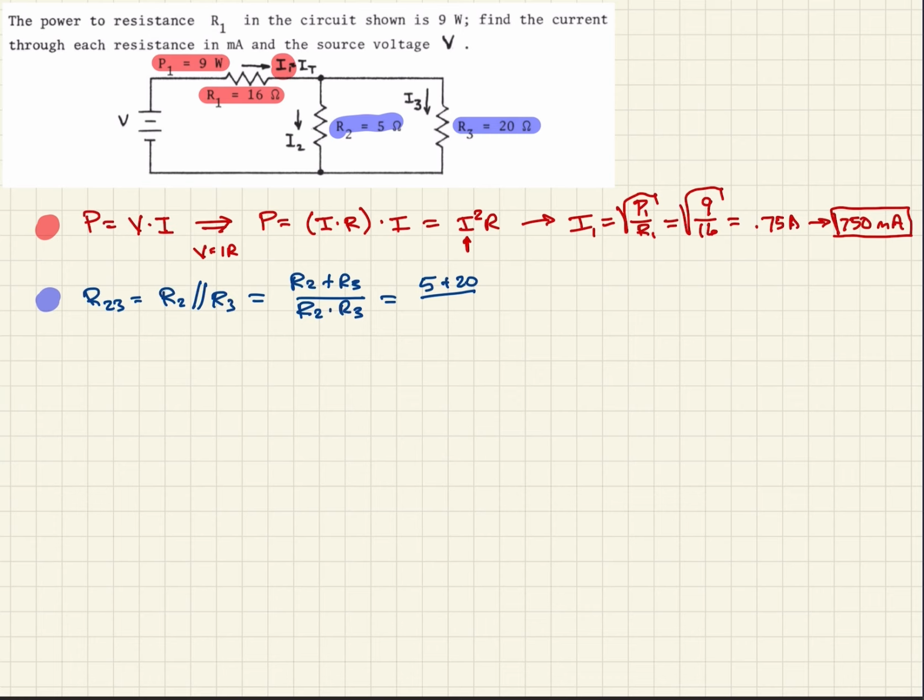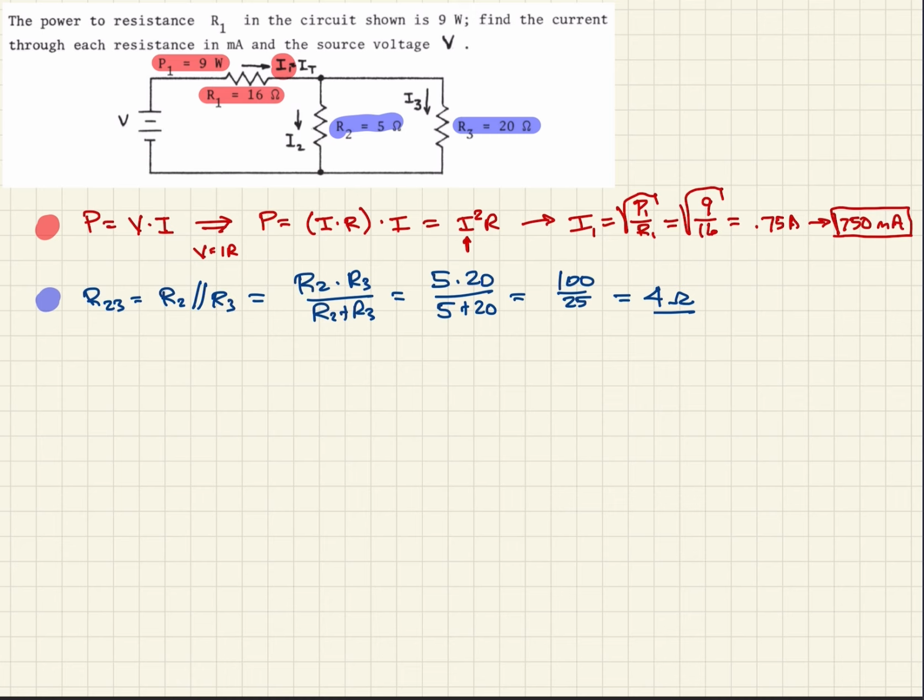When we have two resistors in parallel, I got that backwards. Let me write this correctly. That's going to be R2 times R3 over R2 plus R3. And so now it's going to be 5 times 20 over 5 plus 20. When we calculate that out, we get 100 over 25, and so that would be 4 ohms. Okay, so that's not really something they asked for, but it's something we're going to need to solve the rest of this problem.